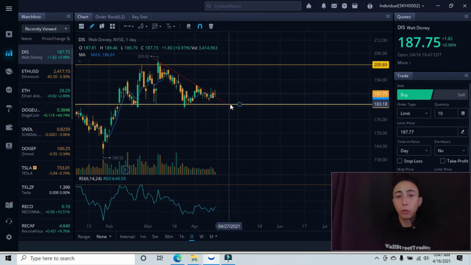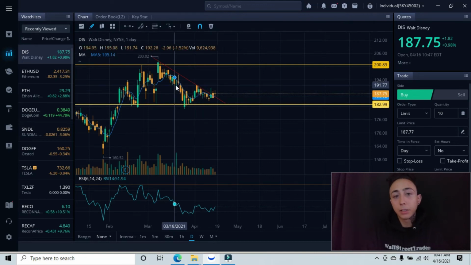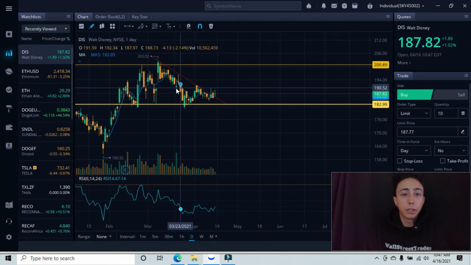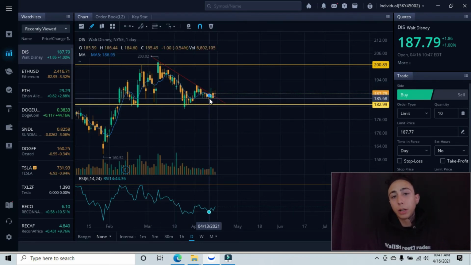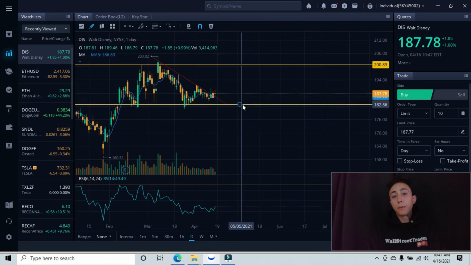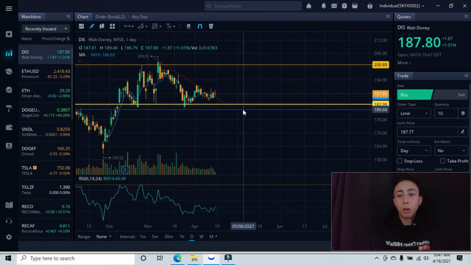Or if we do break above this minor resistance, as you can see that we came down, came up, hit our minor resistance, we look left, we have all these candlesticks in this area. We pulled back down, created a higher low, and now we're just kind of up here consolidating. So like I said, the first opportunity would be down here at the 183, 184 level, have your stop loss below that, the 180 or 179.